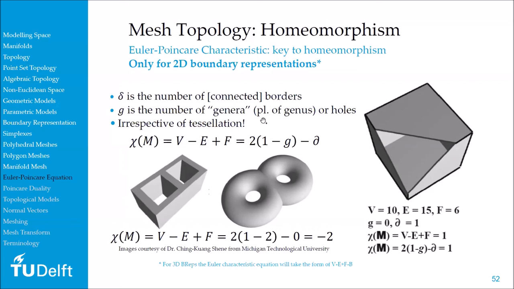The number of genera, which is the plural of genus, or a hole or a handle, something with which you can handle the object. Remember, this was the handle for the mug, the donut. The hole in the donut became the handle for the mug, right? So this has two of such handles. So G should be 2 for this object, as you can see here, and it does not have a border shown with this figure, which is called del.